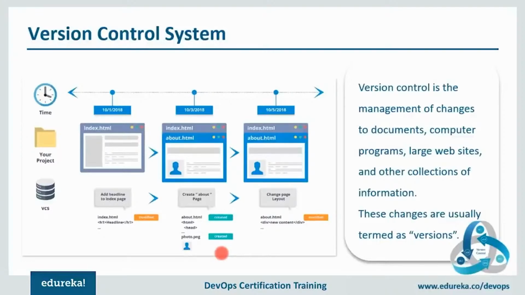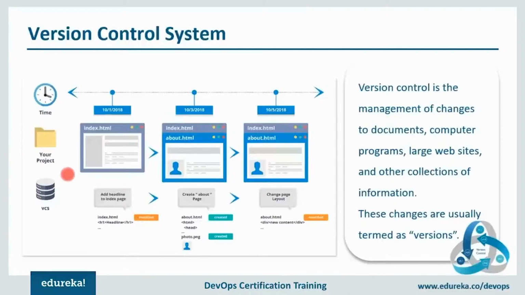So let's say that after a few days, I've changed the entire page layout of about.html. Again, with the version control system, we will detect that some kind of change has happened and that will say that about.html has been modified. And you can consider all these three snapshots as different versions.